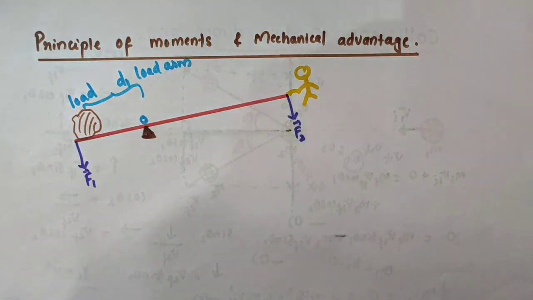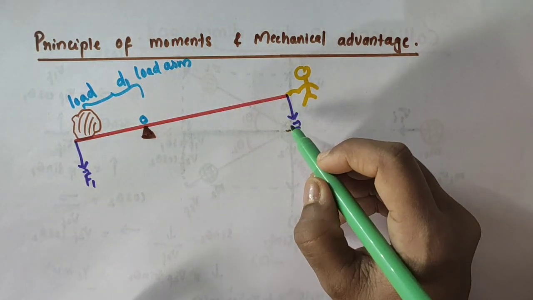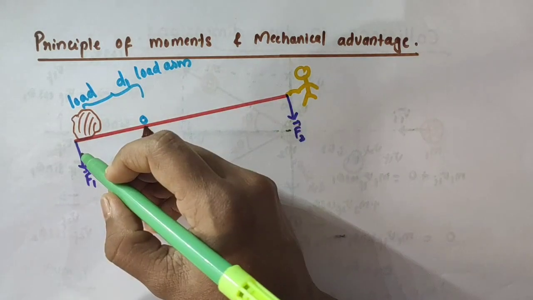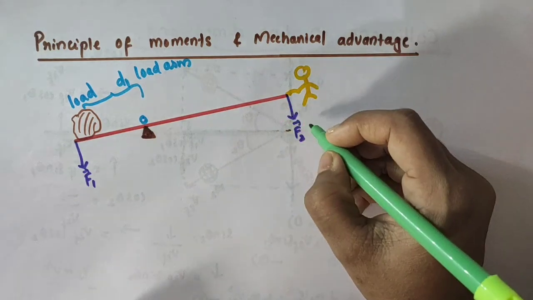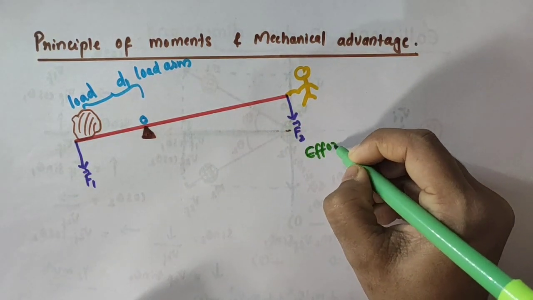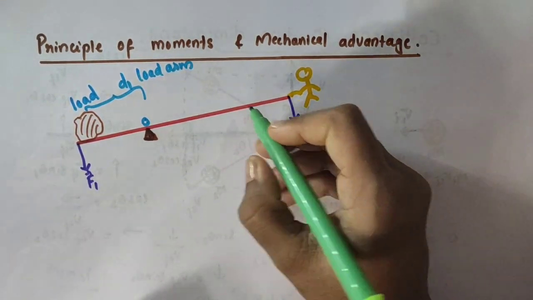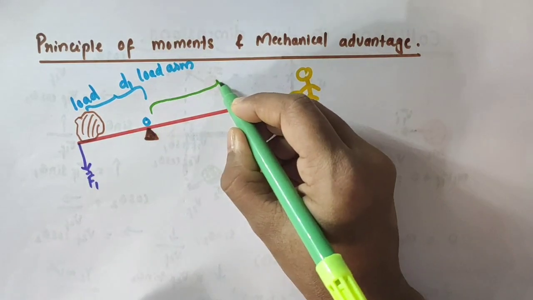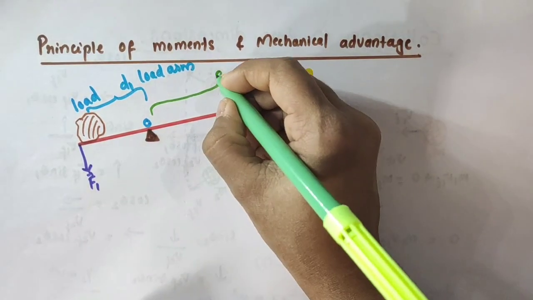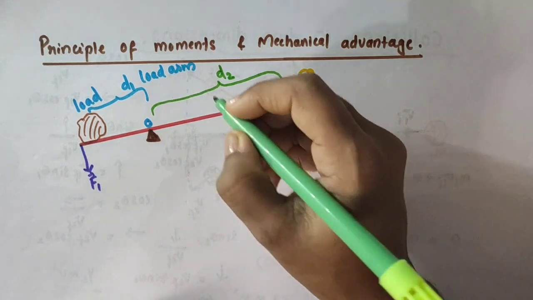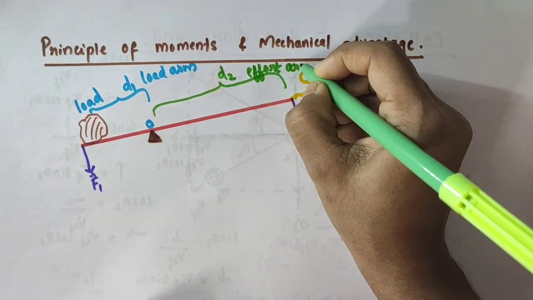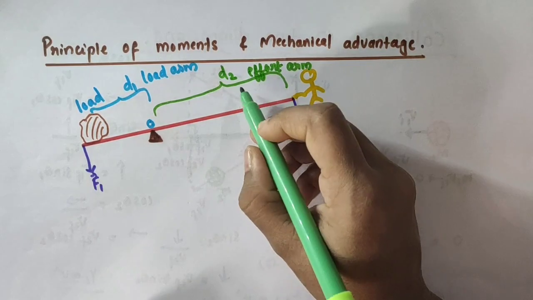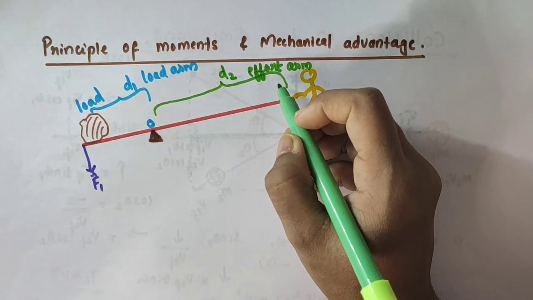And the force F2 is usually the force applied to lift this load. That is, the force F2 is the effort. The distance from the fulcrum to the effort is represented by D2, and this distance is called the effort arm. That is, the distance D2 is the effort arm.